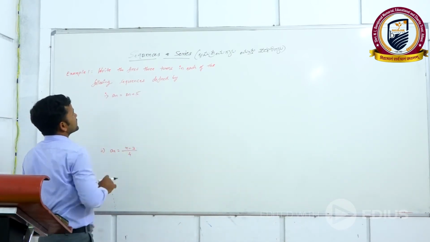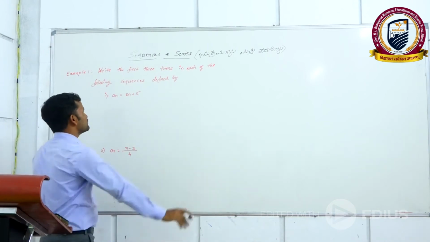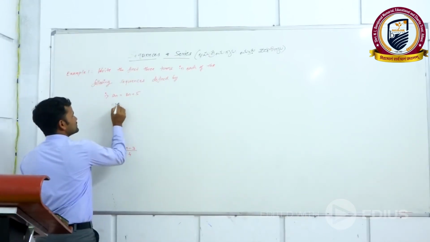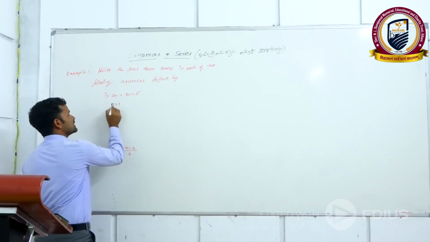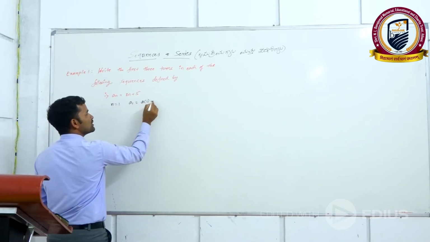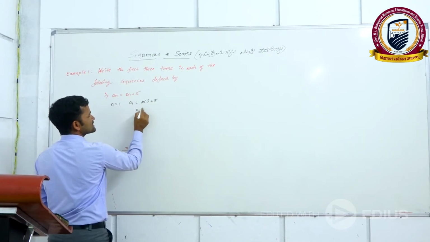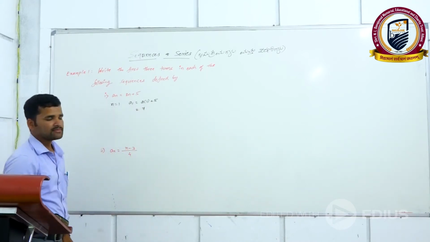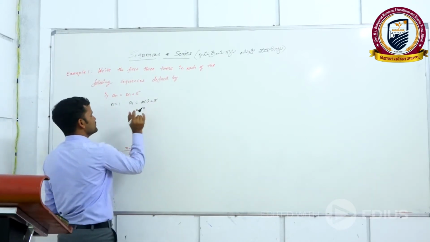They asked you to find out the first three terms. What you do? N is equal to 1, you substitute, it gives us the first term. a1 is equal to 2 into 1 plus 5. This is nothing but the sum, 2 into 1, 2, plus 5, 7.